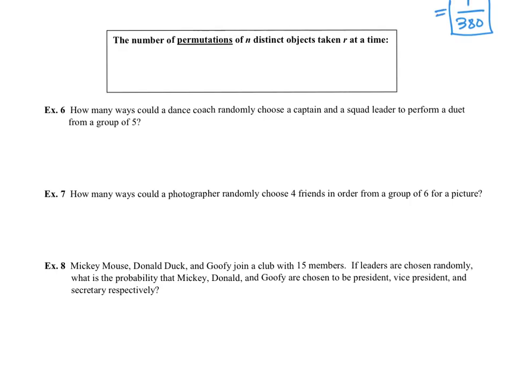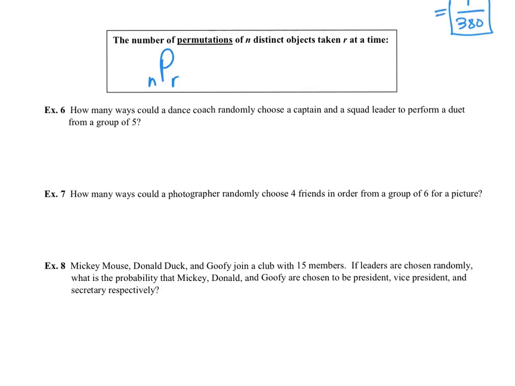Okay, so now it's time to learn a formula for the number of permutations of n distinct, that means different from one another, n distinct objects taken r at a time. And there's a symbol we use for that. It's a capital P for permutation, and then we have a subscript in front of the P for n. N is the number of objects, and then we put a subscript of r to the right of the capital P, and that would be how many times they're taken.